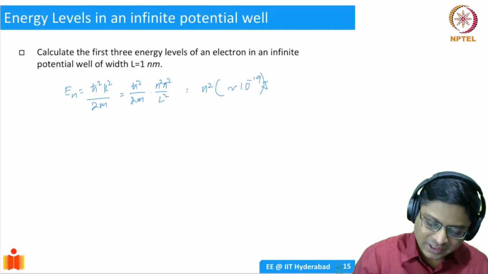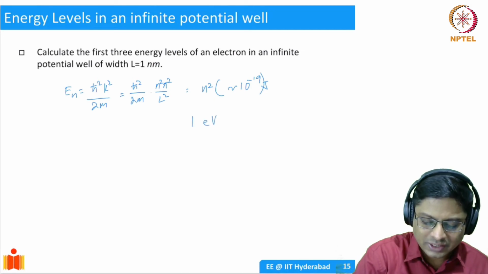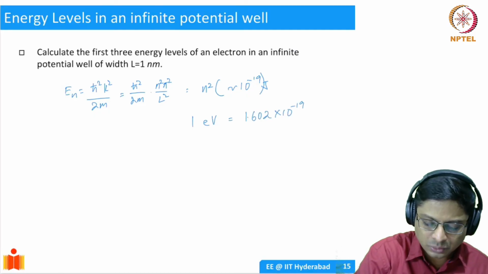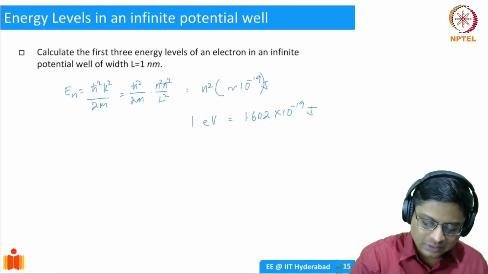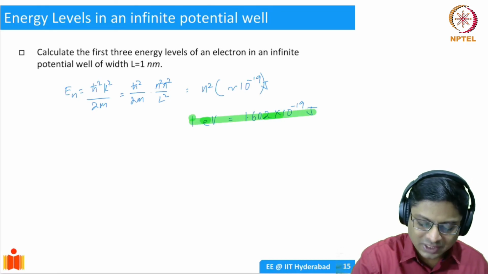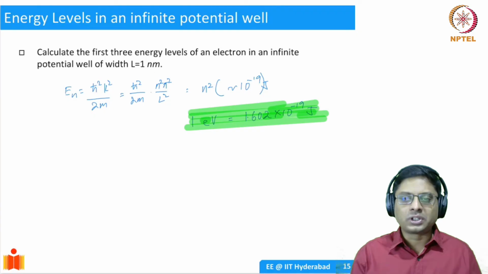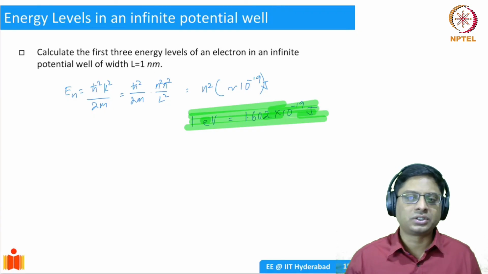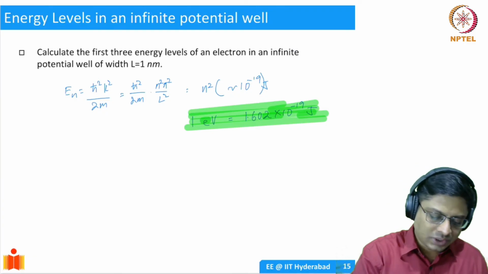Basically, the way we define that is 1 electron volt, which is another unit of energy. 1 electron volt equals 1.602 into 10 power minus 19 joules. We use this, so please make note of this. Sometimes we refer to energies in eV because it is a very convenient unit for electron bands and all that. So 1 electron volt is basically 1 charge times charge, Q joules you can say.